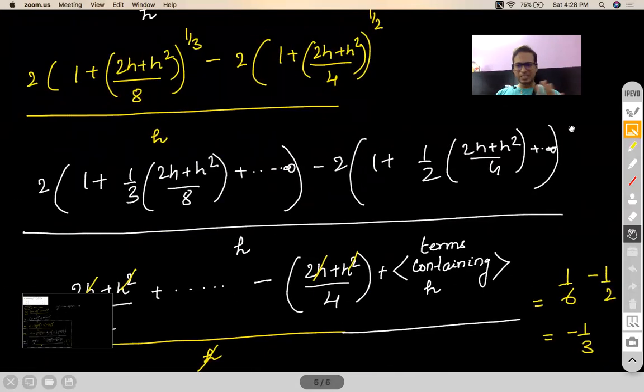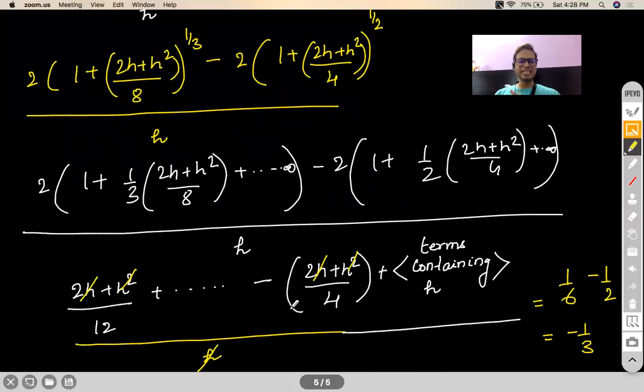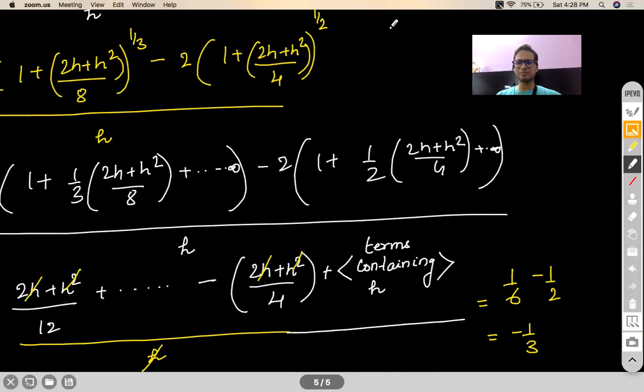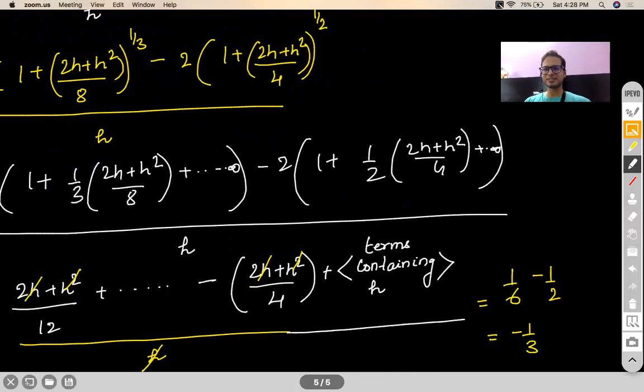So I have not used any L'Hopital rule. I have not used any high funda concept which I have not taught yet. I've just used my binomial expansion. So remember, binomial expansion will save you when your method of rationalization is not working. Please make a note of this. If you have any question, please feel free to ask.